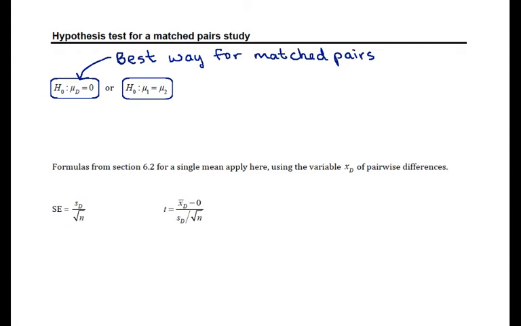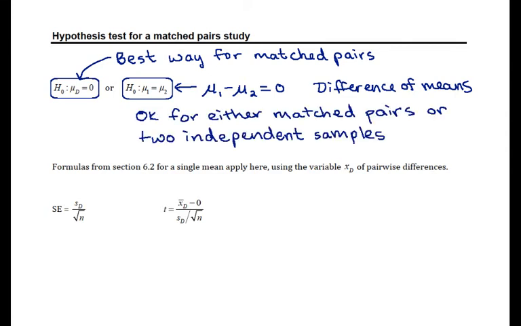This here is working with a difference of means. This is like saying mu1 minus mu2 equals 0. So this is a difference of means. And this is okay for matched pairs or for two independent samples. So both of these are valid ways of stating hypotheses in a matched pairs hypothesis test.